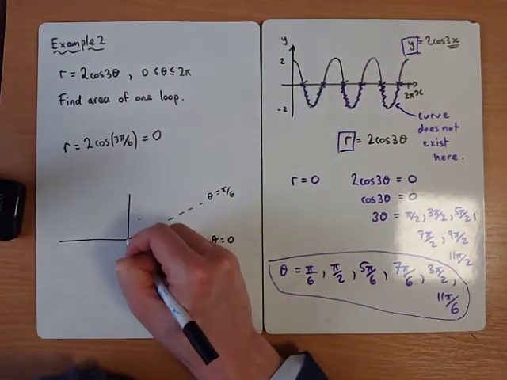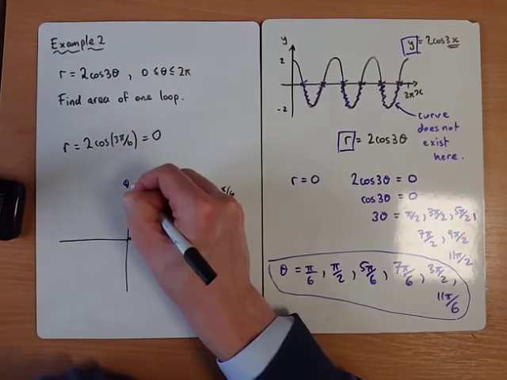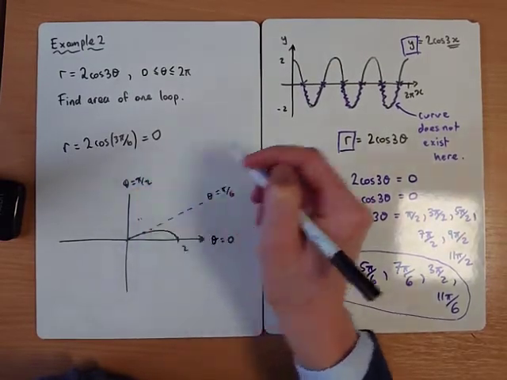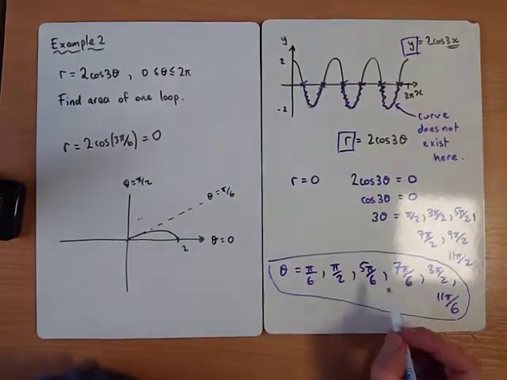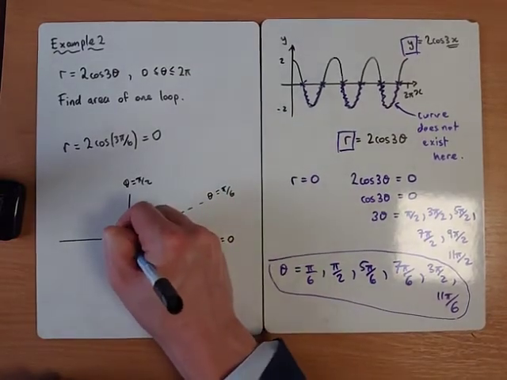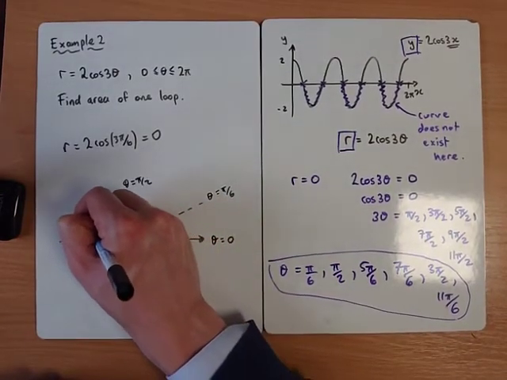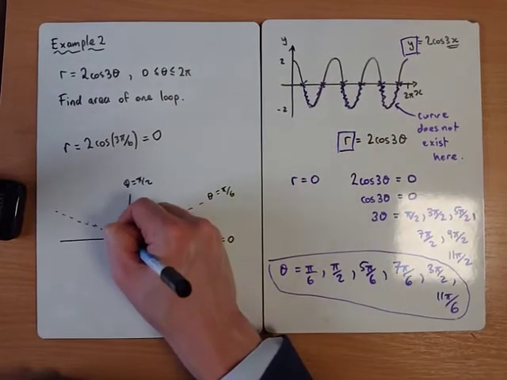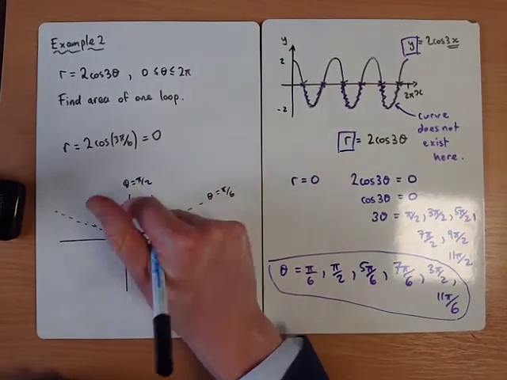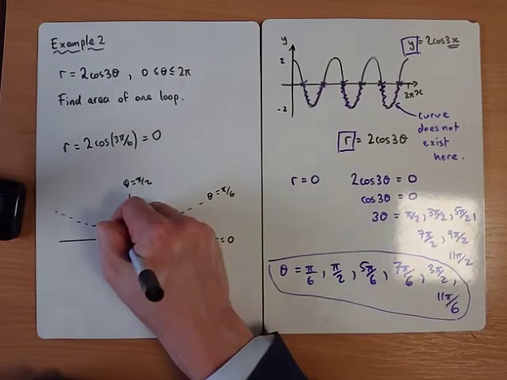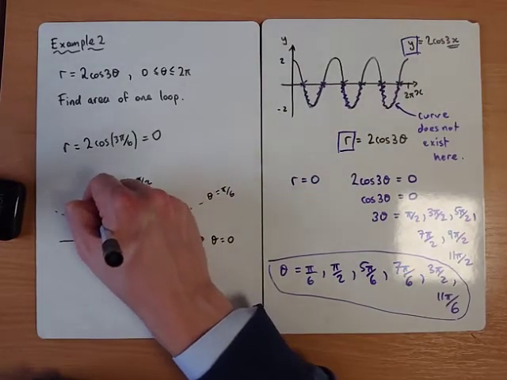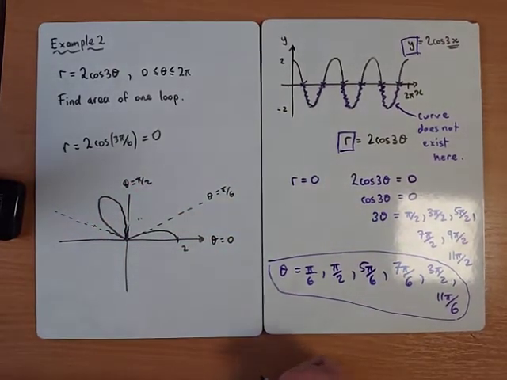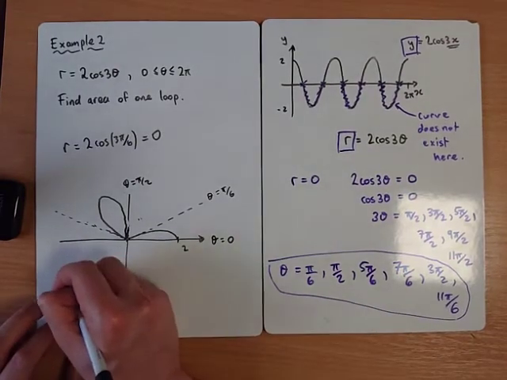So between pi over 2, which is here, and this value, which is 5 pi over 6, which would be about there, we do get a loop. It's really hard for me to draw around this whiteboard. So it sort of looks like this, doesn't it? And hopefully you get the idea.